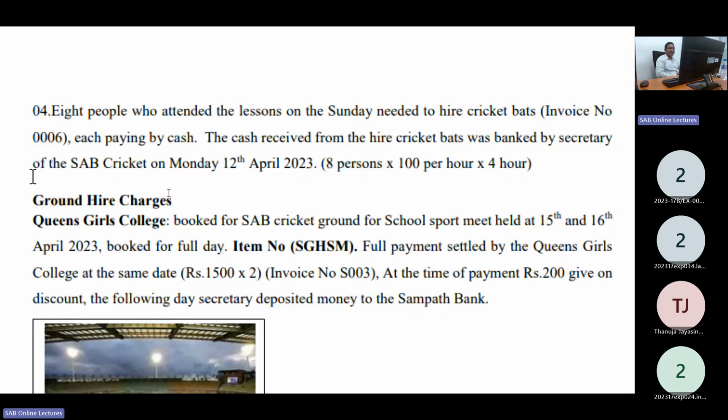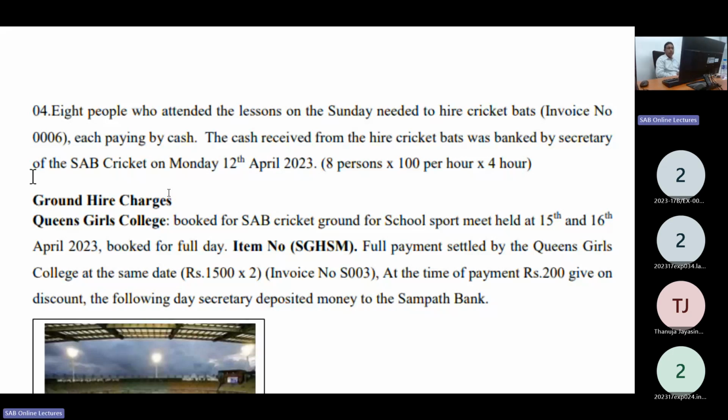Invoice number given here is 6. Each is paying by cash, not by check. The cash for the hired cricket bats is banked to your bank account, and the cricket session is on Monday. Now the calculation of income.